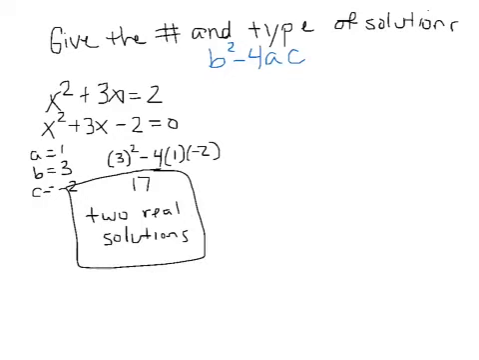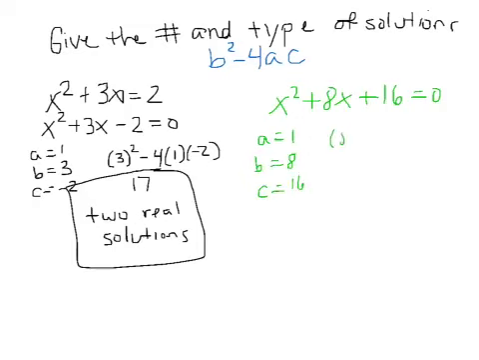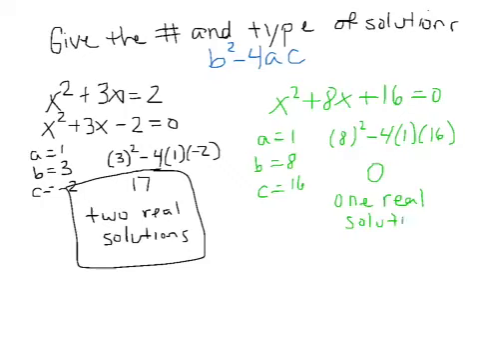If we do another example, let's say x squared plus 8x plus 16 equals 0. Here a would be 1, b would be 8, c would be 16. So we're going to do 8 squared minus 4 times 1 times 16. 8 squared is 64. Negative 4 times 1 times 16 is negative 64. So 64 minus 64 would be 0. So the discriminant would be 0, and we would have one real solution because of that.